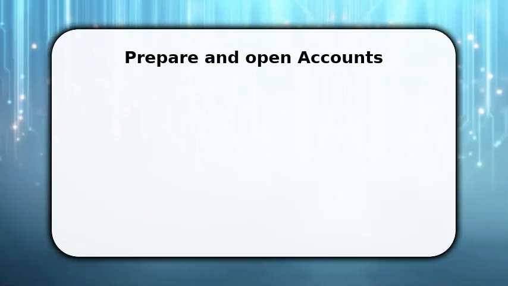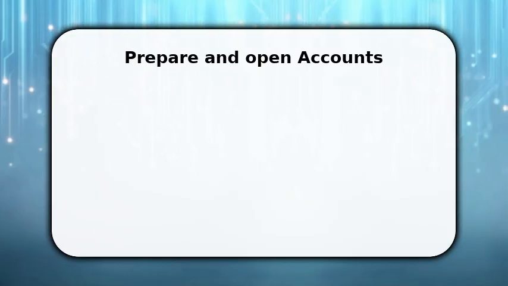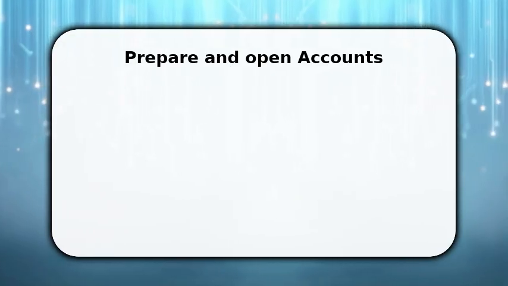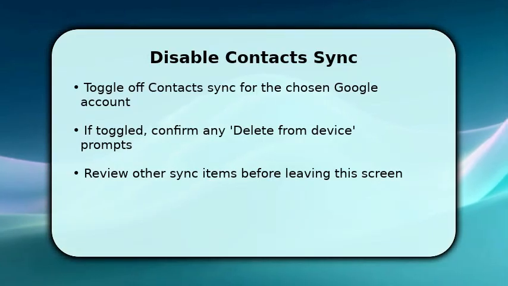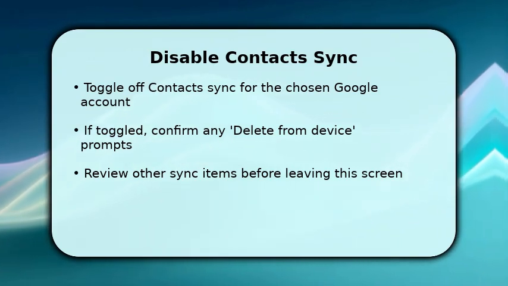Make sure you're targeting the right account, because changes affect only that Google profile and not local or other accounts on the device. Once you've selected the Google account, locate the Contacts Sync toggle and switch it off. This stops new contacts from syncing to your phone.